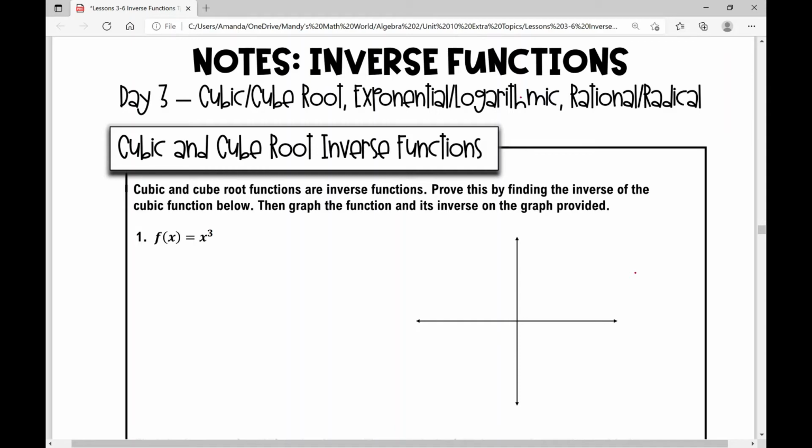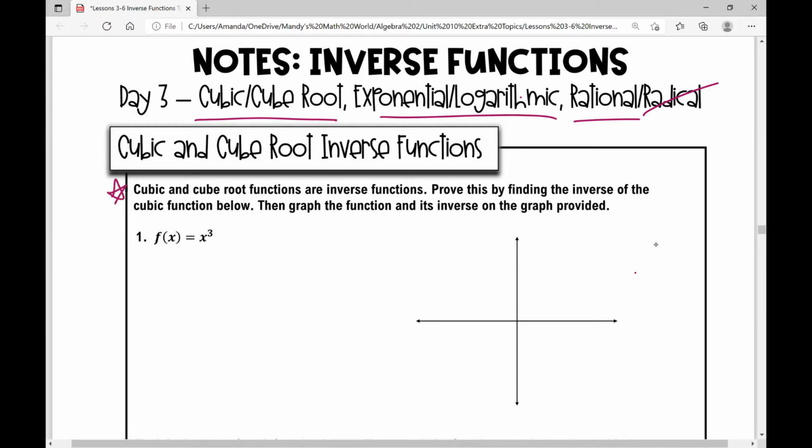Let's get started on your day 3 notes over inverse functions. We're going to be looking at more involved functions: cubic and cube root functions, exponential and logarithmic, and rational functions. So let's first get started on your cubic and cube root inverse functions.